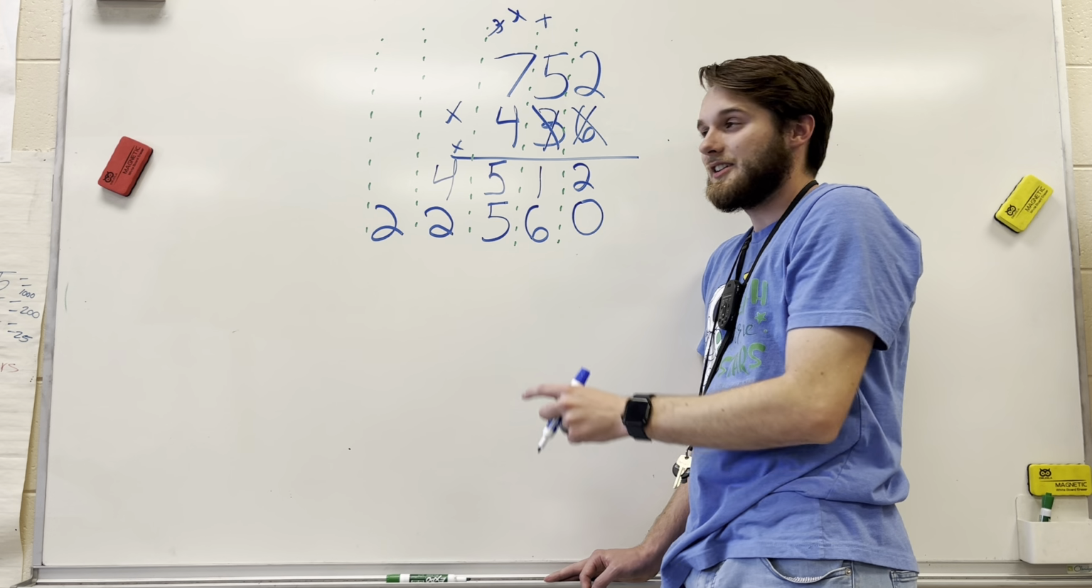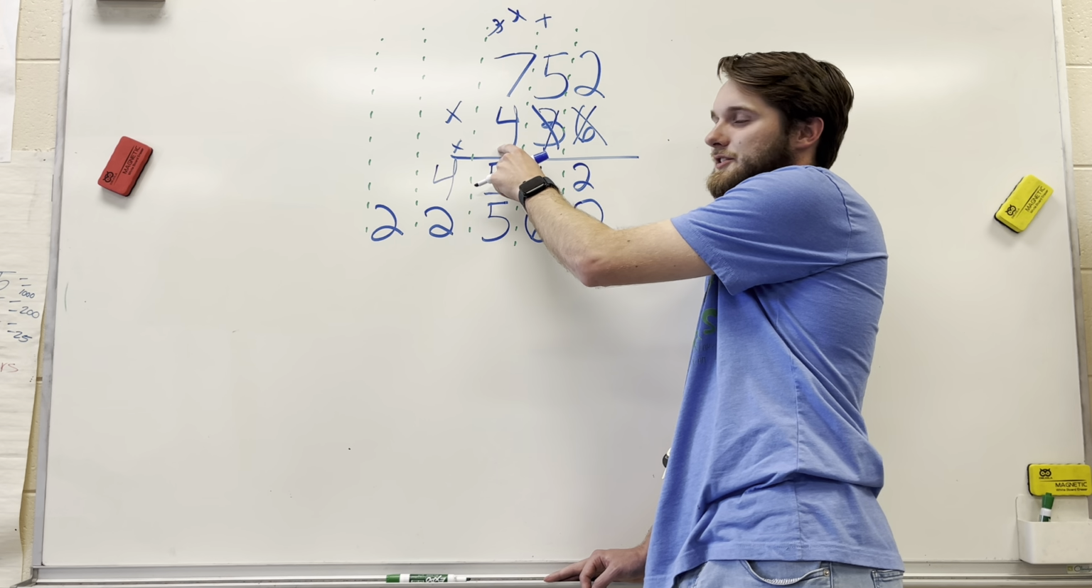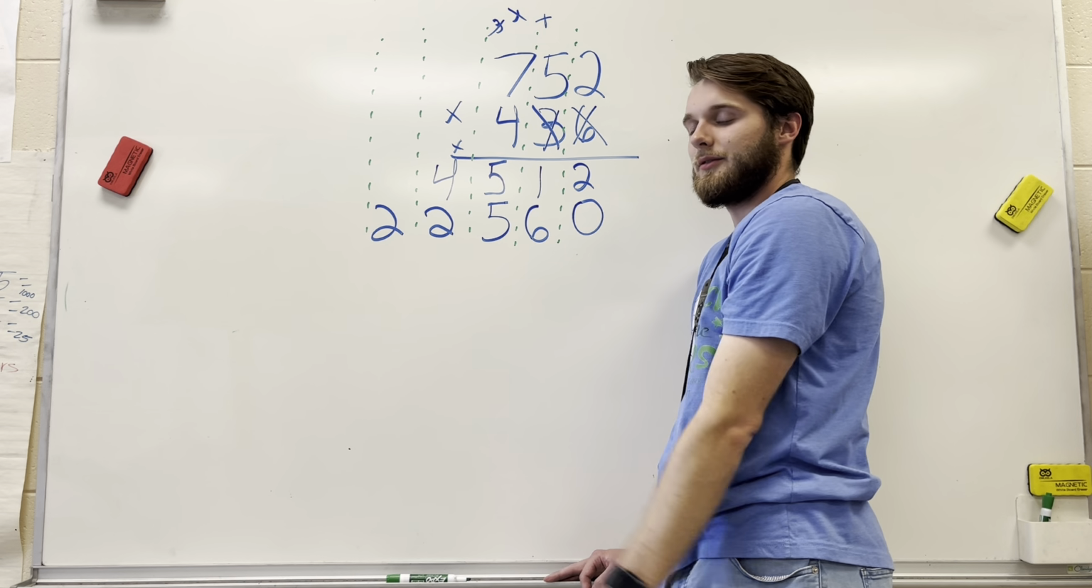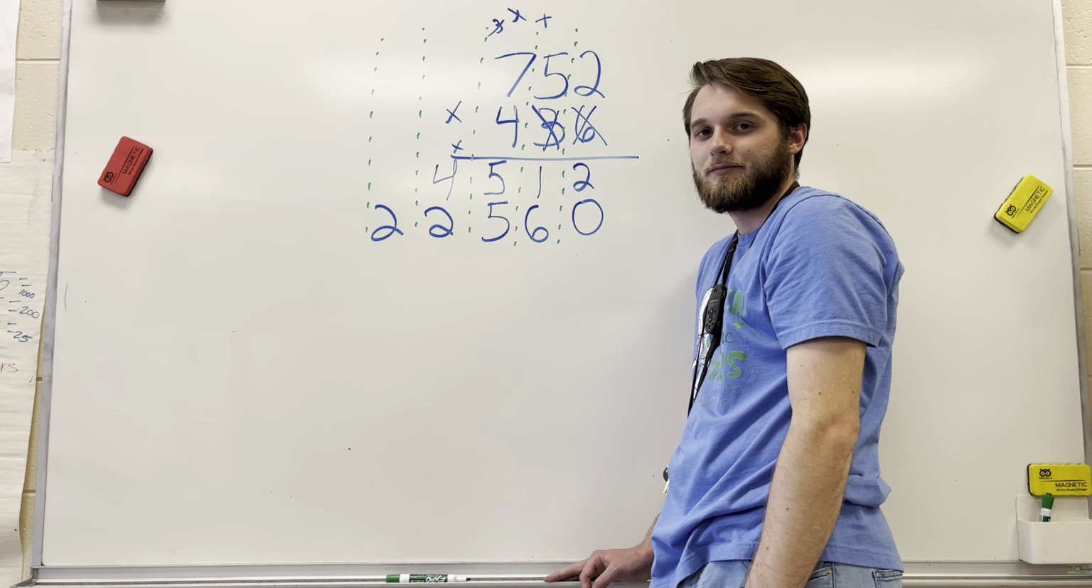Lastly, just like we did right here, I have a hundreds number, so how many zeros do I need to put in my third row? Go ahead and think to yourself.